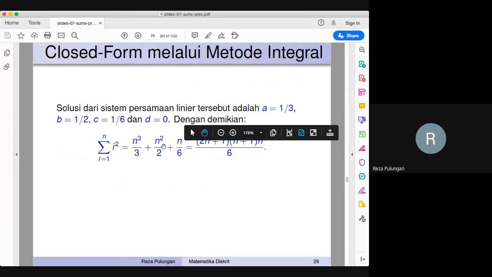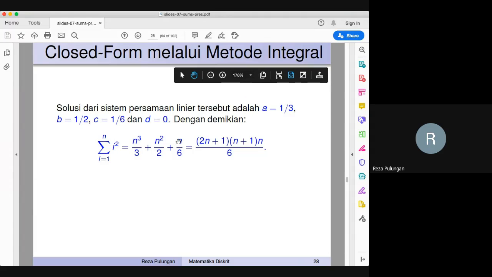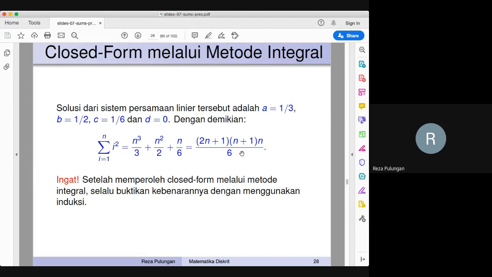So the final result is this one: the summation of i equal to 1 until n of i squared is equal to n to the power of 3 divided by 3 plus n to the power of 2 divided by 2 plus n divided by 6. And this is equal to 2n plus 1 multiplied by n plus 1 multiplied by n divided by 6. You see? So the method is basically just used.